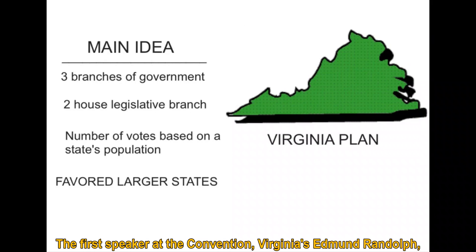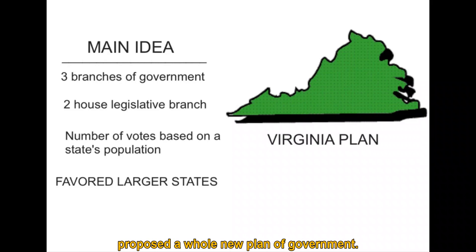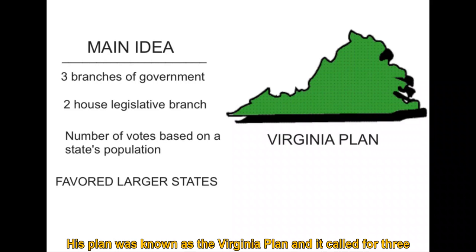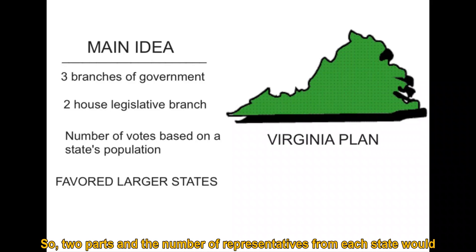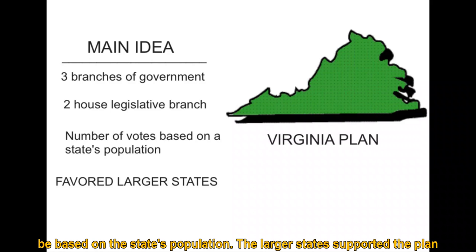The first speaker at the convention, Virginia's Edmund Randolph, proposed a whole new plan of government. His plan was known as the Virginia Plan, and it called for 3 branches of government. The legislature would be made up of 2 houses, so 2 parts, and the number of representatives from each state would be based on the state's population.